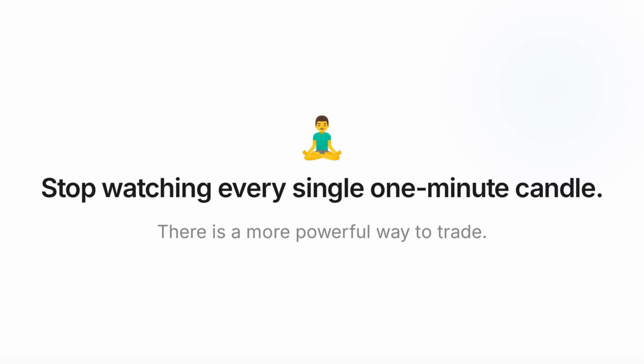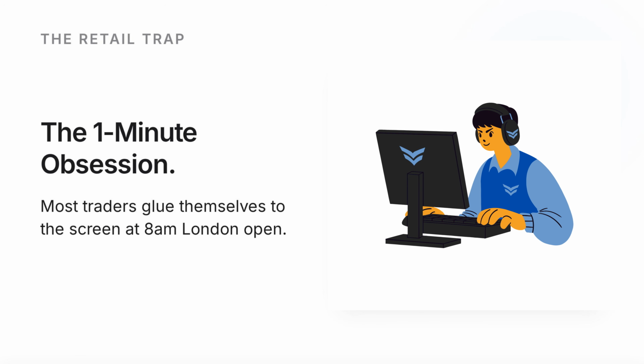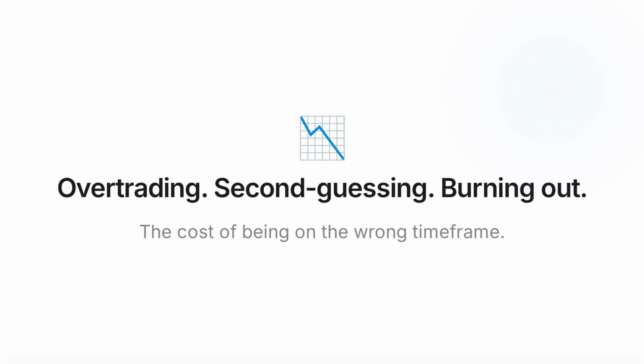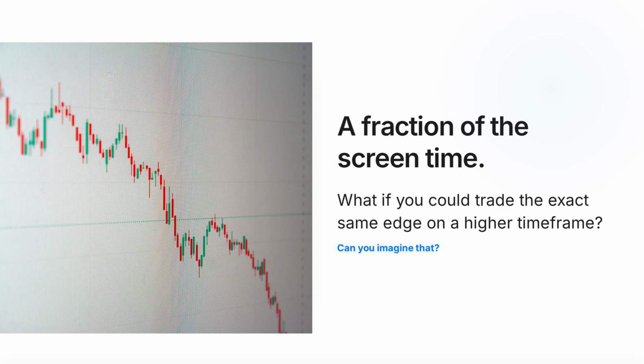Because here's what most traders do. They think they need to be on 1 minute chart to catch the opening range breakout. They set their alarms for 8 a.m. London Open. They glue themselves to the screen. They watch every single candle and they end up overtrading, second guessing, and burning out. But what if I told you that you could trade the exact same concept, the exact same edge on a higher time frame with a fraction of the screen time? Can you imagine that? This is exactly what the ARB strategy is. And I'm going to show you how it works right now.